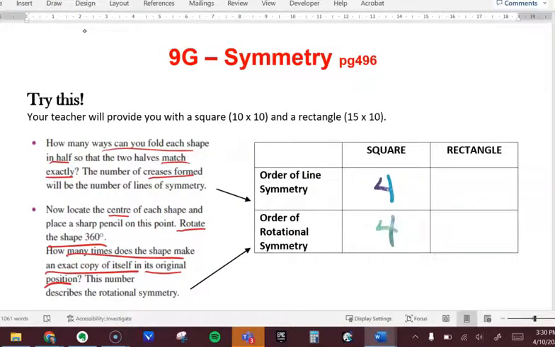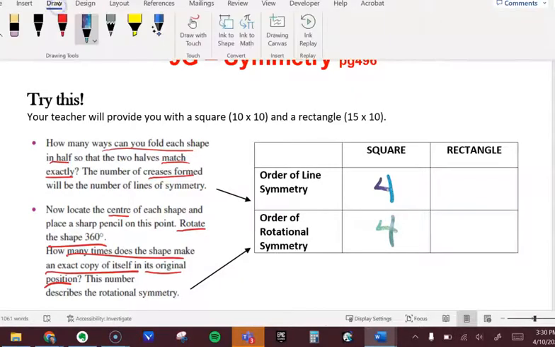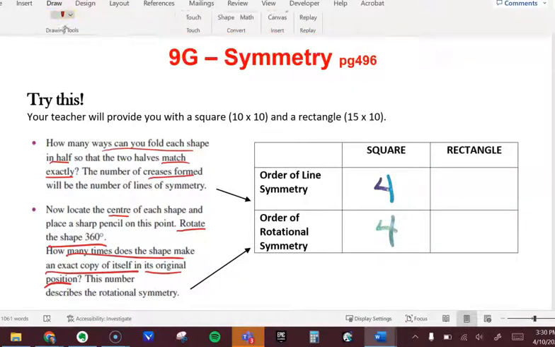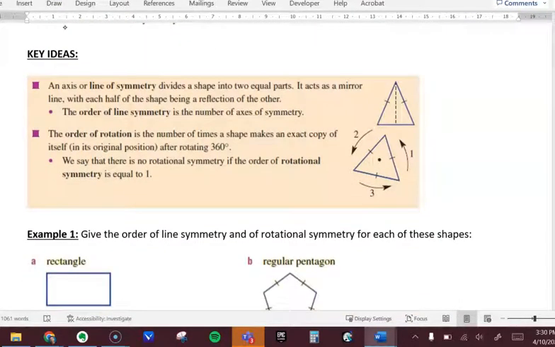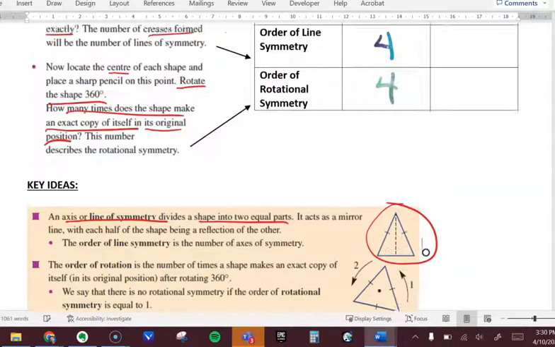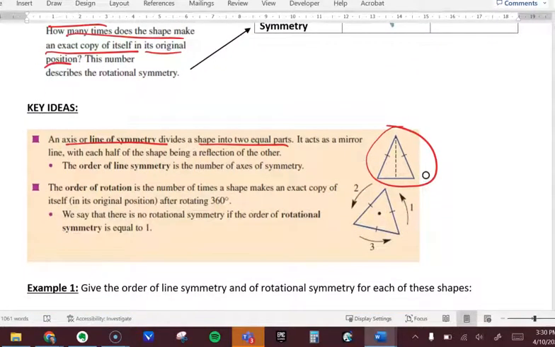Now, remember this is a square, so this is a pretty special case. That's all equal on all sides. Let's look at the rectangle. Just to recap, an axis or line of symmetry divides the shape into 2 equal parts. So if this line of symmetry on the isosceles triangle, if I fold it across from one side to the other, then they would actually overlap each other directly.